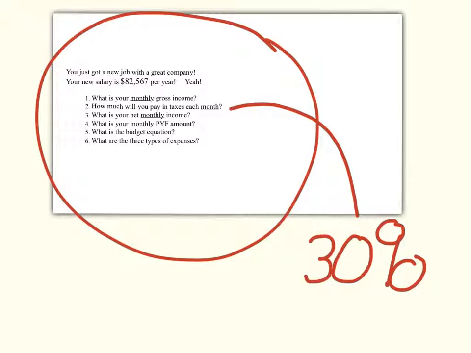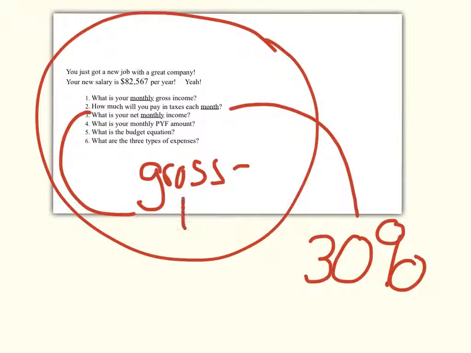What is your net monthly income? Net monthly income is always the difference between gross and what you subtract out in taxes. PYF, you should understand the budget equation, which was from slide 1, and the 3 types of expenses. If you're comfortable with these concepts, then you should have no problem moving forward.